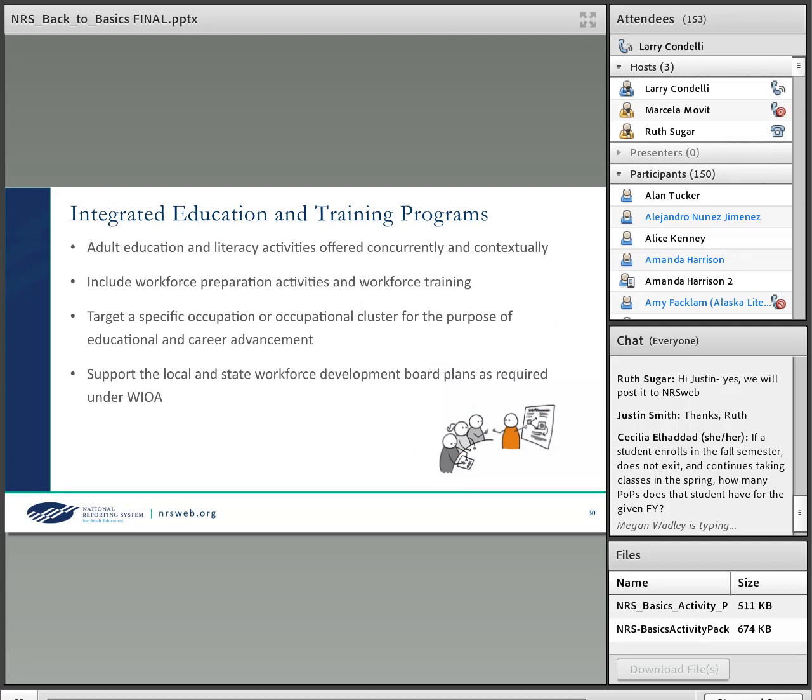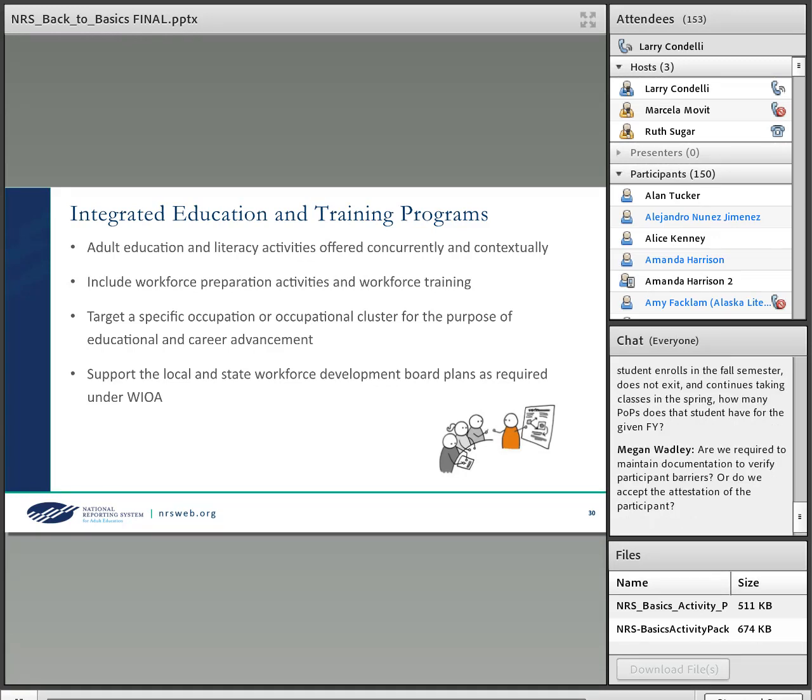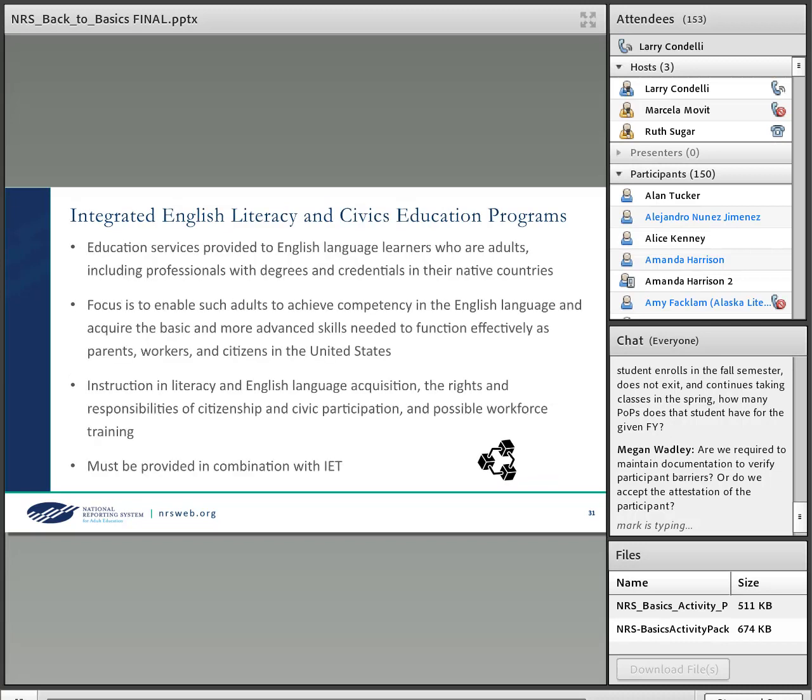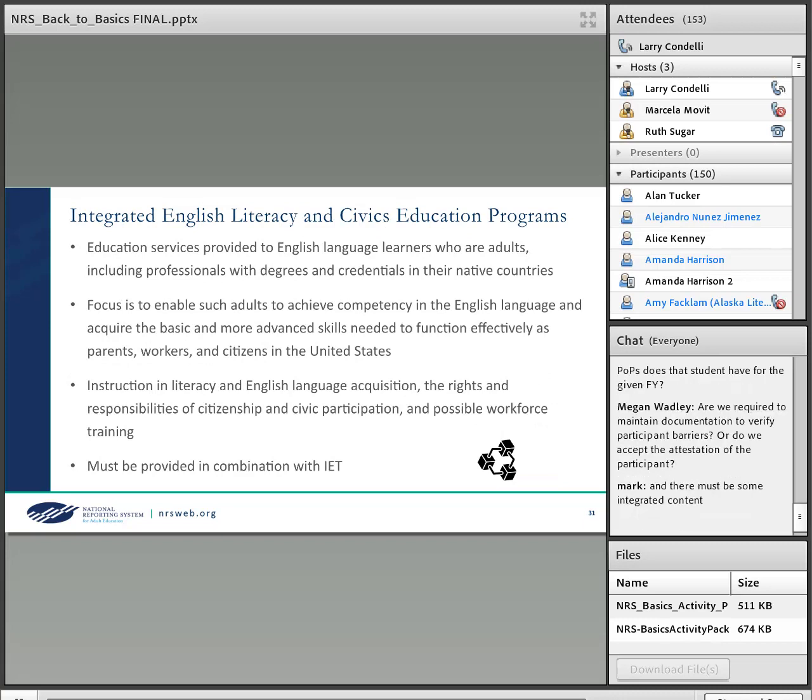And of course, we are all familiar now with IET programs, integrated education and training programs, which are explicitly defined within WIOA as adult education and literacy activities offered concurrently and contextually with workplace activities or preparation activities and workforce training. They typically target a specific occupation or cluster of occupations, and they are designed to support the regional or state workforce investment board plans and workforce development plans. And so those can be offered under WIOA and for adult ed programs.